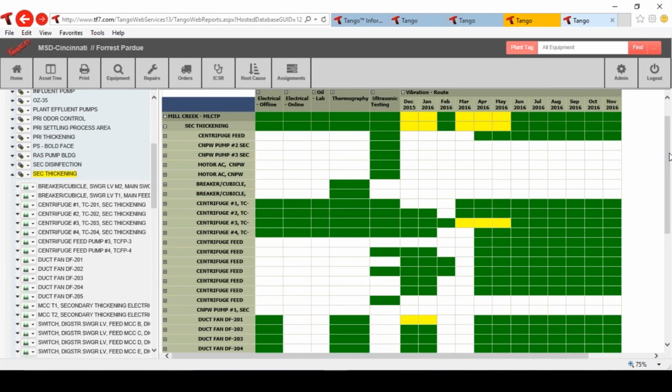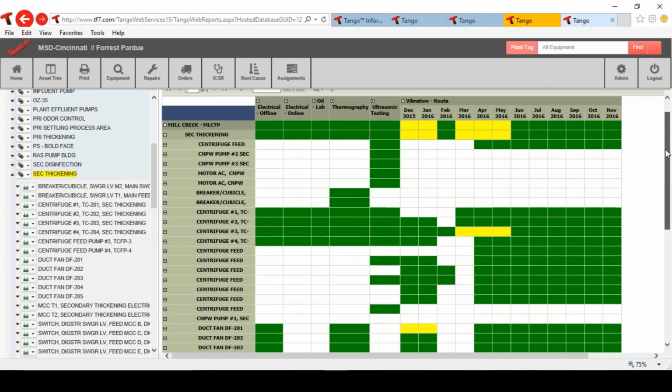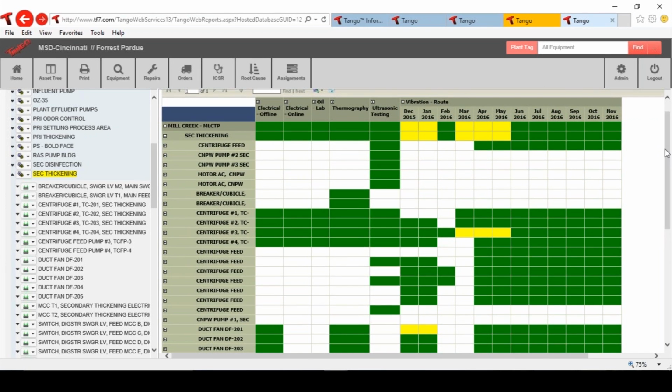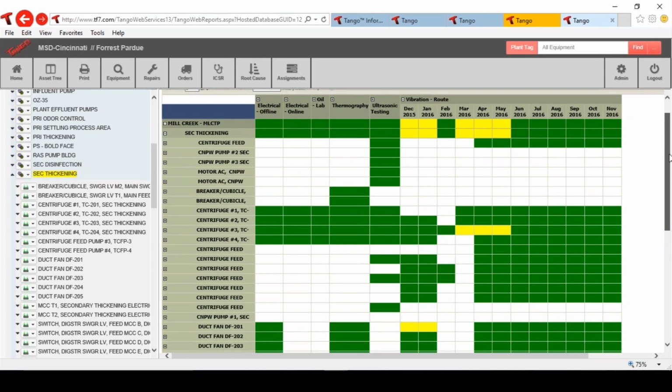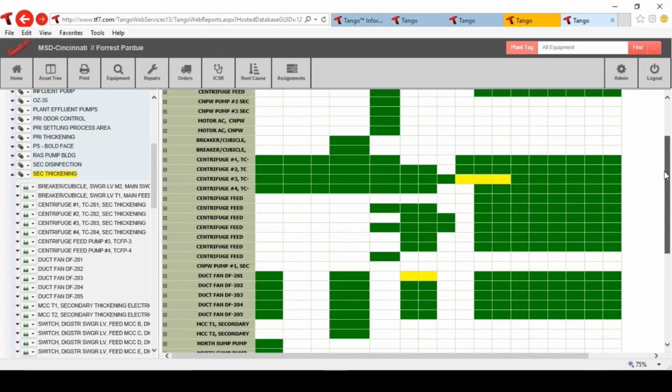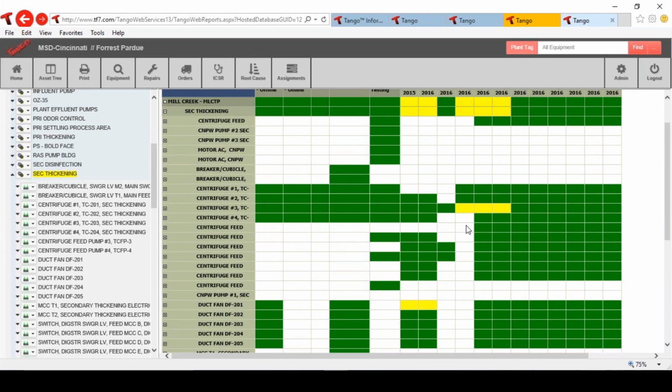So again, this is giving me when it was monitored and what was found on a 12-month view. And so this is just saying that really this area of the plant's pretty good. It's got one or two little problems that came and went fairly quickly, it looks like. If for some reason I want to look at that machine, centrifuge number 2, TC, let's look at it. Just show you how I would find out more about that.